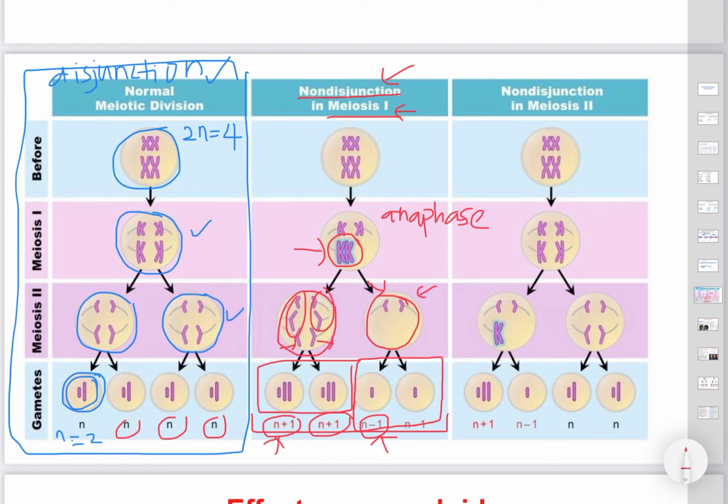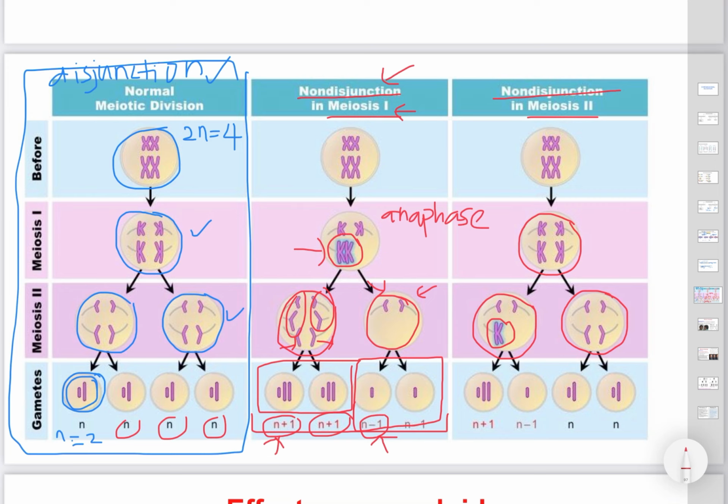If the non-disjunction occurs in meiosis 2, what happens is, during meiosis 1, kita punya homologous chromosome separate to opposite poles dengan properly. But in meiosis 2, in one of the daughter cells, okay, kita punya sister chromatid failed to separate properly to opposite poles. The other daughter cell di sini, dia punya sister chromatid separate properly.